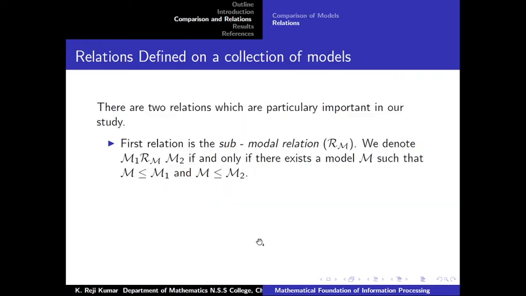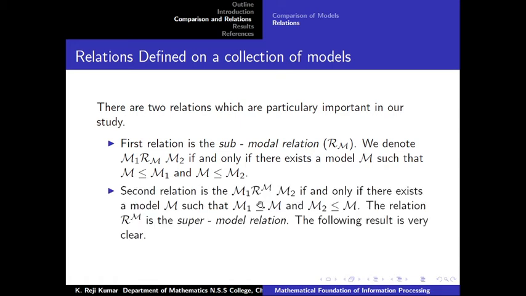There are two relations which are particularly important in our study. In this slide we are going to discuss the relations defined on collections of models. The first relation is the submodel relation, denoted by R subscript M. Suppose there are two models M1 and M2 that we compare, and we say that these models are related using the submodel relation if and only if there exists a model M such that M less than or equal to M1 and M less than or equal to M2.